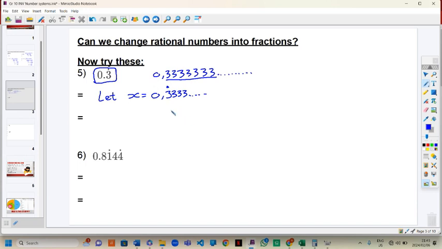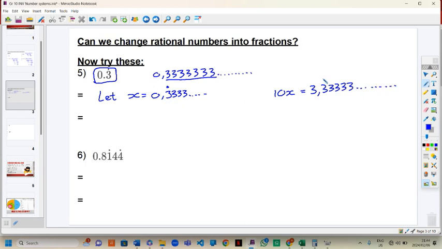So now I've got a bit of an issue here. I don't know how many times I need to multiply. So let's just try something. Let's try if I multiply by 10. Let's see what happens. If I multiply by 10 on both sides, I've got 10x on this side, x times 10 is 10x. And if I multiply by 10 on this side, I'm going to move this comma once. So I'm going to have 3.3333 forever and ever there.